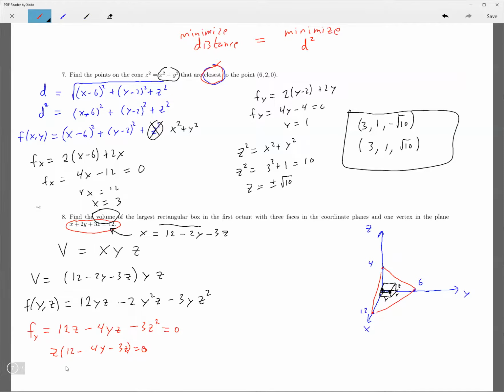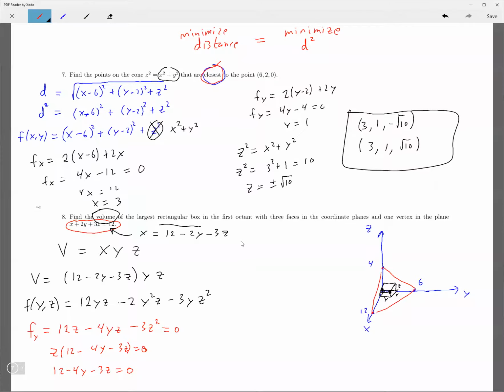So either z is 0 or this other part's 0. But if z is 0, then your box has no volume, so that can't be the largest volume, right? So the only option is to set that equal to 0.